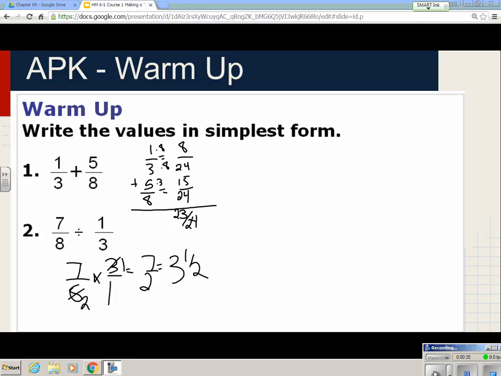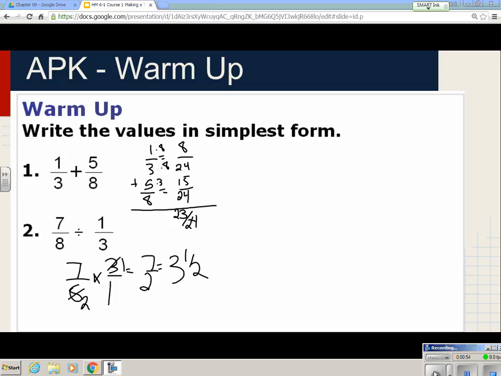So here are the answers you should have had. Remember, when adding or subtracting fractions, you got to have a common denominator. So I made it 24. I basically made a proportion and made sure they were equal. And we can see that we now have 8/24ths and 15/24ths. When you add them together, you get 23/24ths.